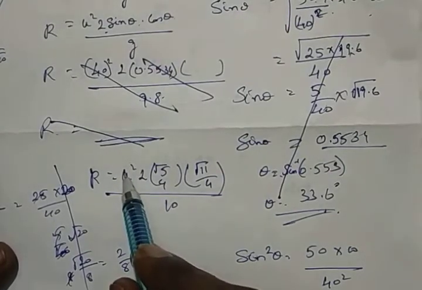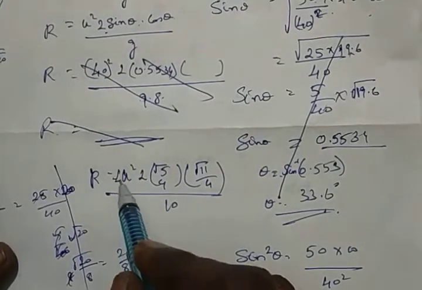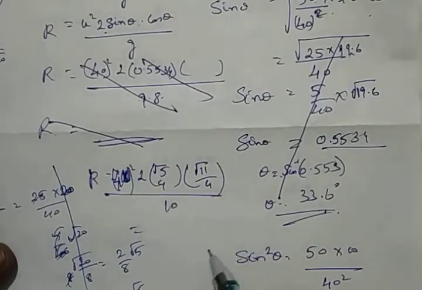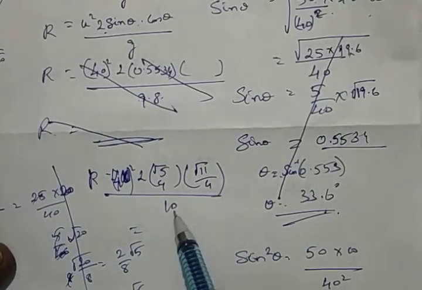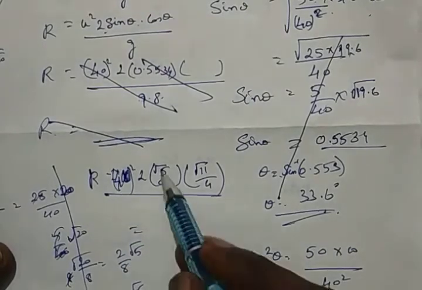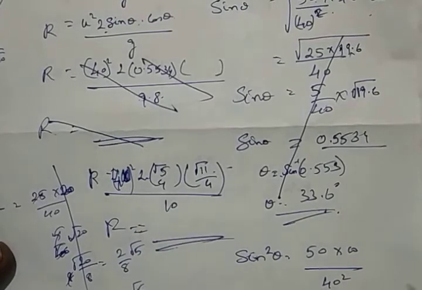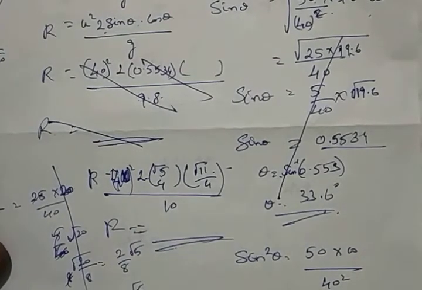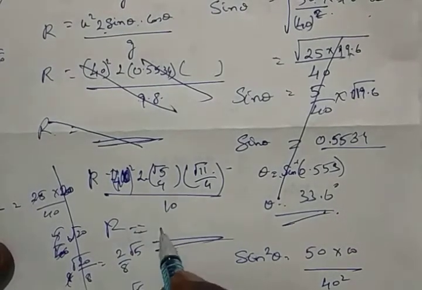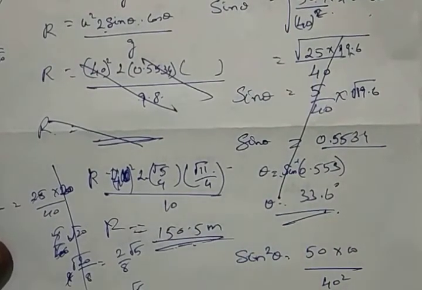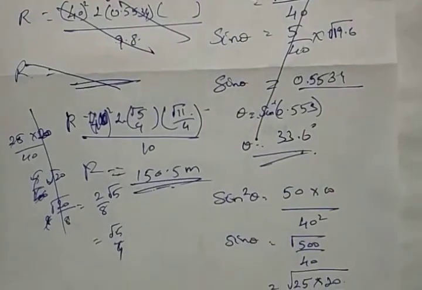This is going to be 40 square. So you can cancel things. Easily you will be able to find out the value of r. So r is actually 150.5 meters. This is another way I am trying to discover something different so that you will be able to get the ratio here and get the answer.